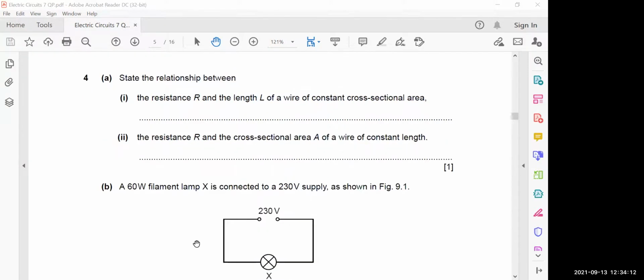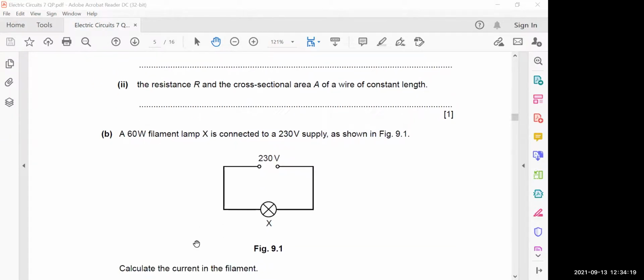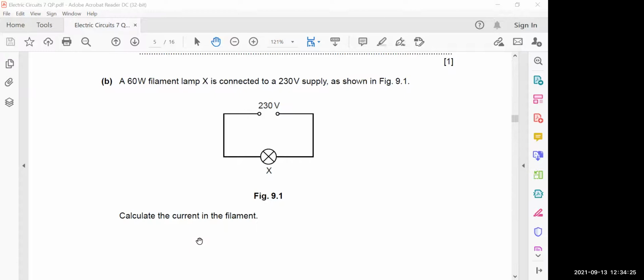So in question number 4B, a 60-watt filament lamp X is connected to a power supply having voltage 230 given in the diagram. Calculate the current flowing in the filament. In question number 1, we have done a heater was connected, but this time they have given certain value. We have done it now, but with a filament having a power given. So if power is given, I have to calculate current, and now resistance is not there.